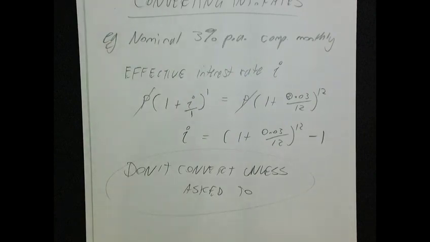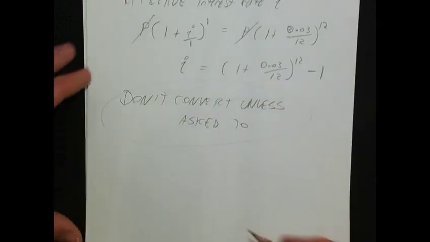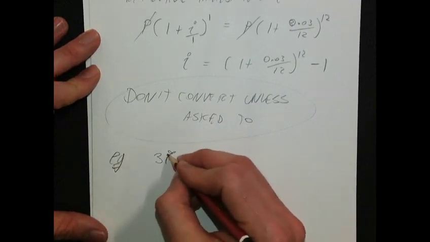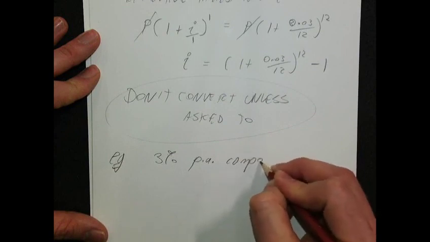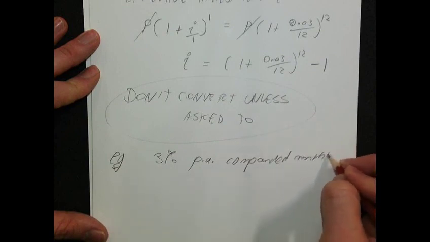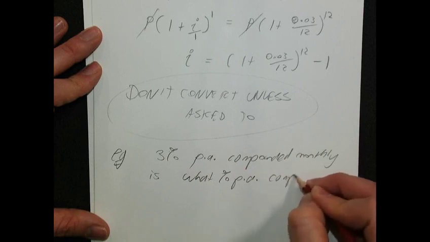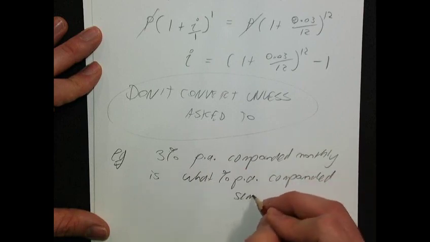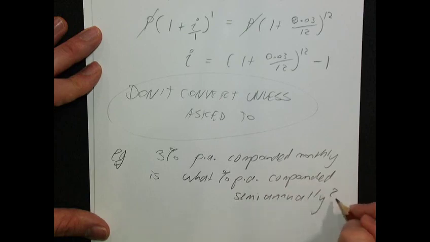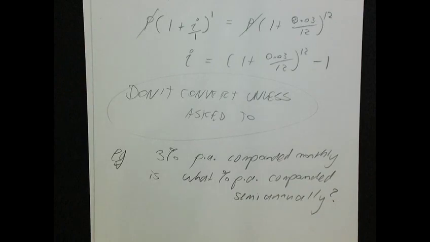And so just in case you got to this point, if you wanted to convert from something that was 3% compounded monthly to what would be the equivalent rate compounded, say, semi-annually, you can do the same thing. You can convert from one compounding to another in the interest rates. So, for example, 3% compounded monthly is what percent per annum compounded semi-annually?